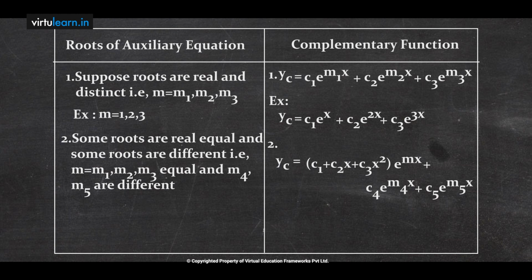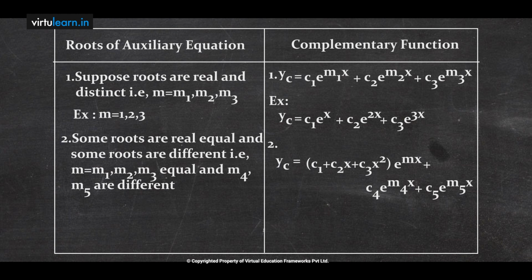Now this is the second complementary function. The first one is when all roots are different and real numbers. The second construction of the complementary function is when some roots are real equal roots and some roots are different. This is the formula.